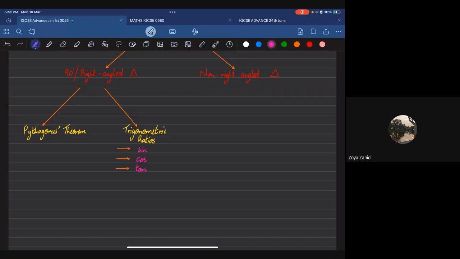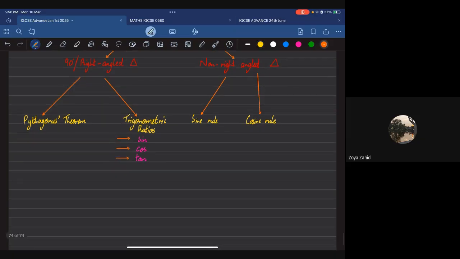For non-right angle triangle trigonometry, again, this time around, three things will be applied. What are those? Let's see. For a non-right angle triangle, you're going to be using your sine rule, your cosine rule, and we're going to be introducing another formula for area of triangle. All right. So the area of a triangle formula is going to be introduced.